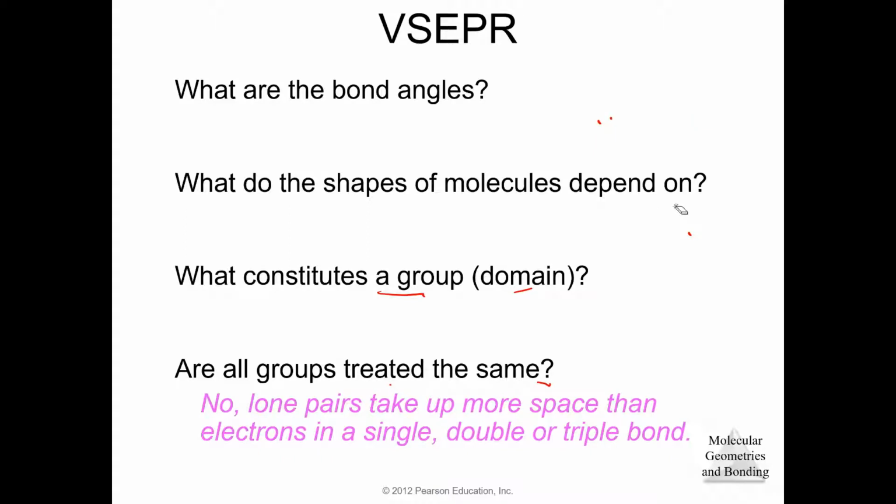In that sense, we can say that it makes a difference. Obviously, single bond, double bond, triple bond also are different. This takes more volume than this one. 3 takes more than 2.